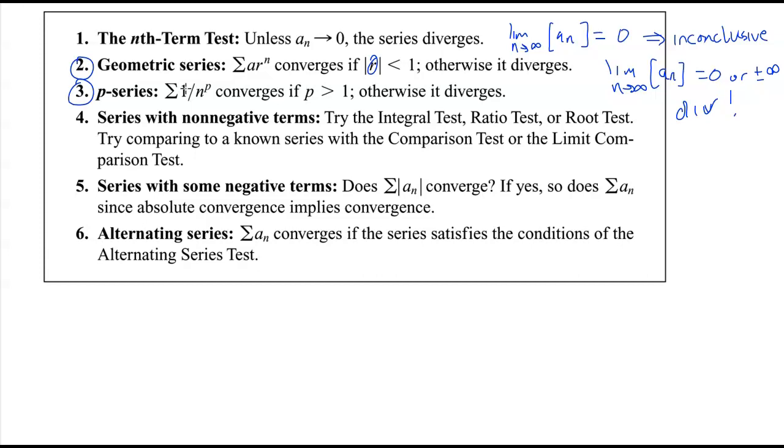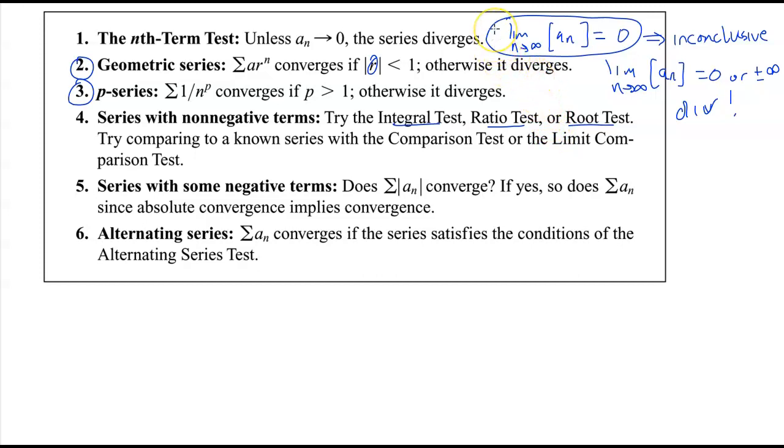Now, if we know that our series here does not pass the nth term test for divergence, basically saying we have this situation and it's going to be inconclusive, then we know that if it's not a geometric series or some type of P series, then we want to say, hey, is it a series with non-negative terms in it? Okay. So if it is, then of course we can try the integral test, ratio test, root test.